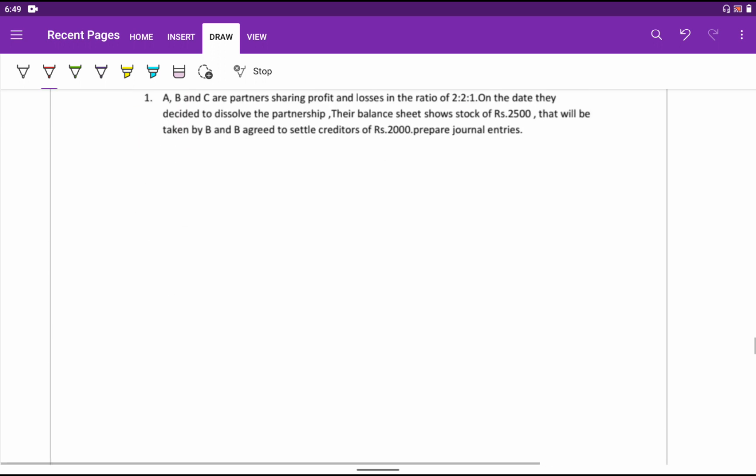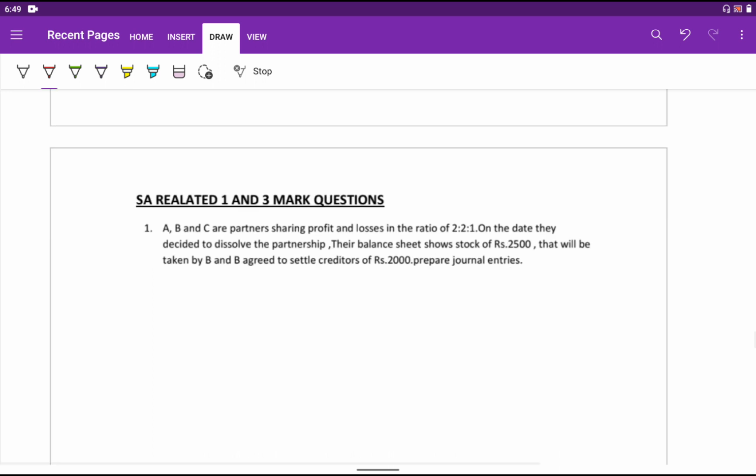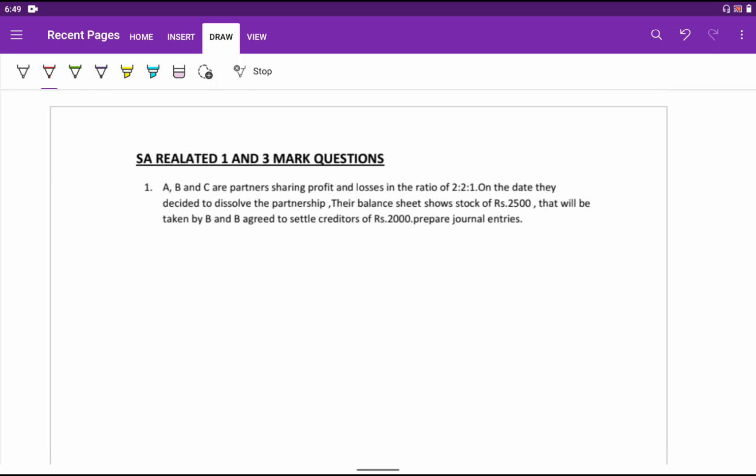So now we are going to do the essay related 1 and 3 mark questions. Okay, 4 or 5 questions only, that we can do. A, B and C are partners sharing profit and losses in the ratio of 2:1. On the date they decided to dissolve the partnership, their balance sheet shows a stock of rupees 2500 that will be taken by B, and B agreed to settle creditors for rupees 2000.